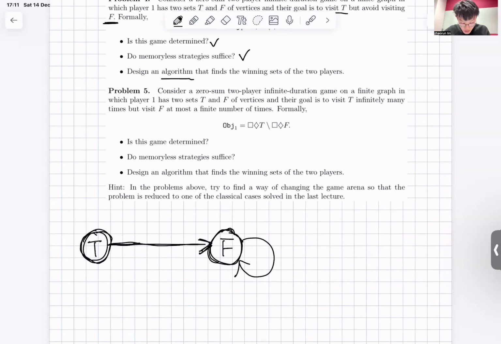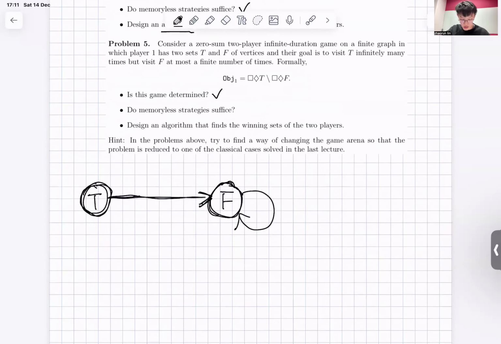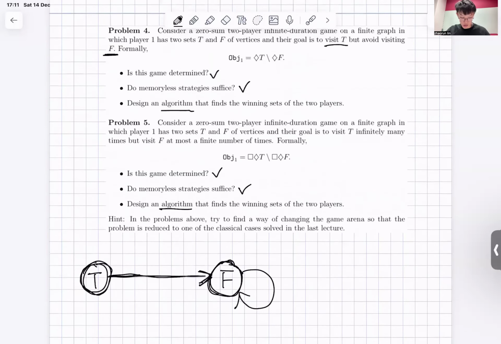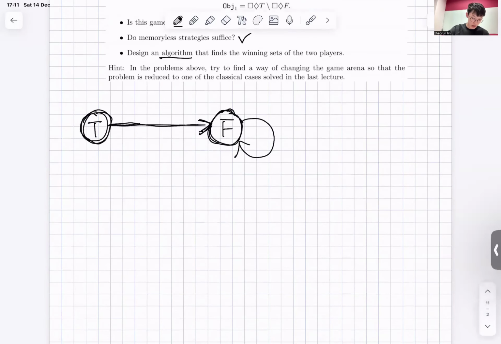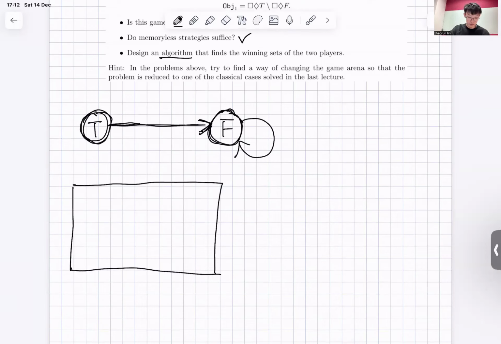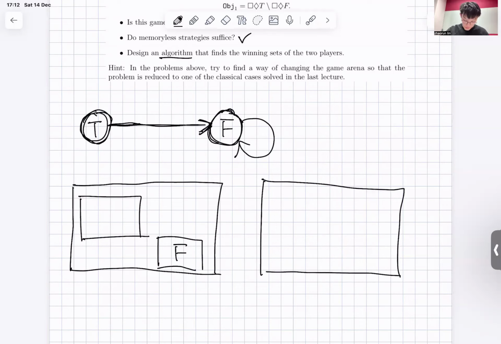And for problem 5, we want to visit T infinitely many times, but visit F only a finite number of times. So is this game determined? We'll provide an algorithm. Memoryless strategy suffices for the same reason as in problem 4. So for the algorithm for problem 5, let's still consider a game arena. This is F, and a second copy. This is F.